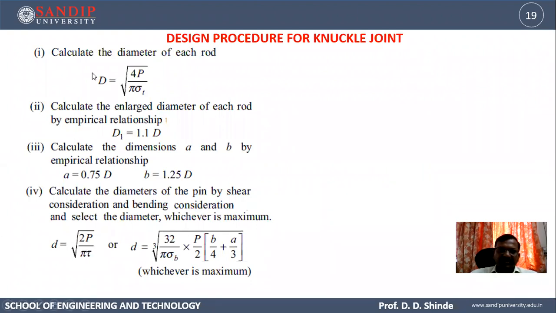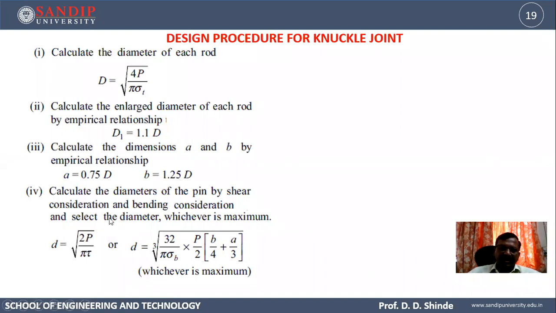I hope you had understood the procedure. This is the summary of equations. First you will calculate the diameter D of the knuckle joint. Then you will calculate the enlarged diameter D1 equal to 1.1 D by the empirical relation. Then you will calculate the dimensions A and B based on the empirical relations, that is A equal to 0.75 D and B equal to 1.25 D.